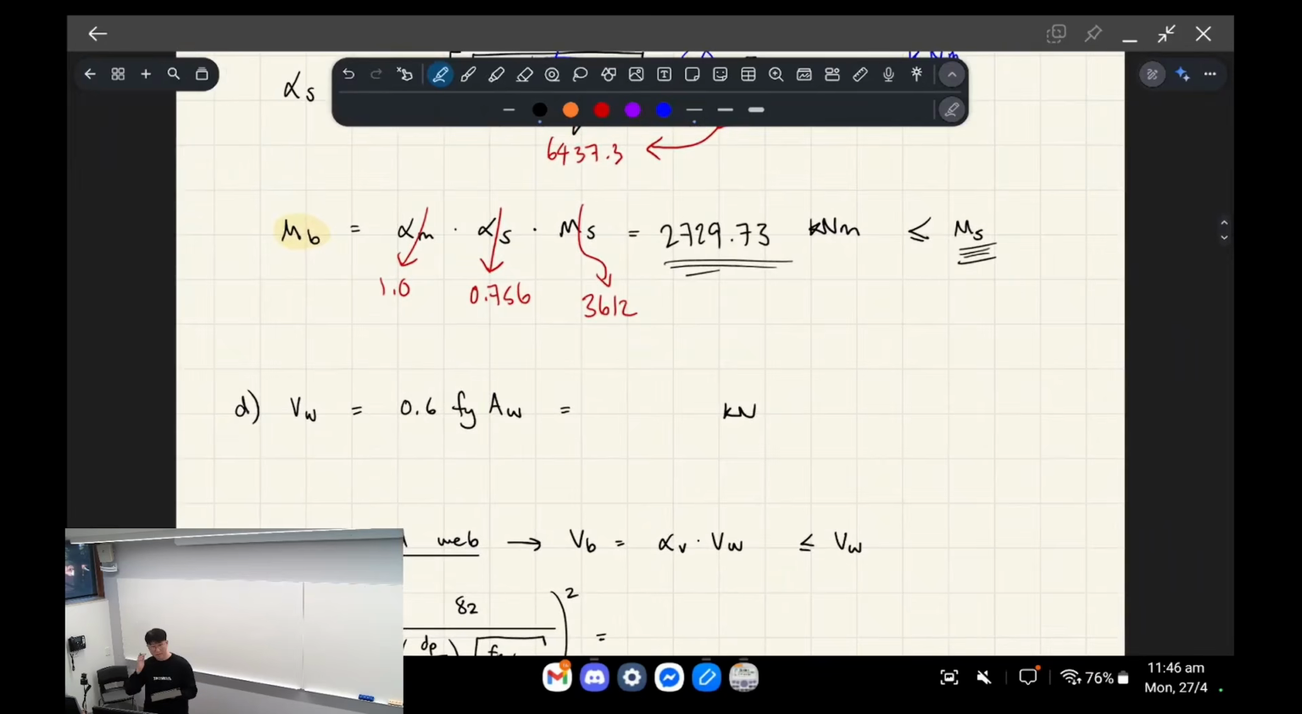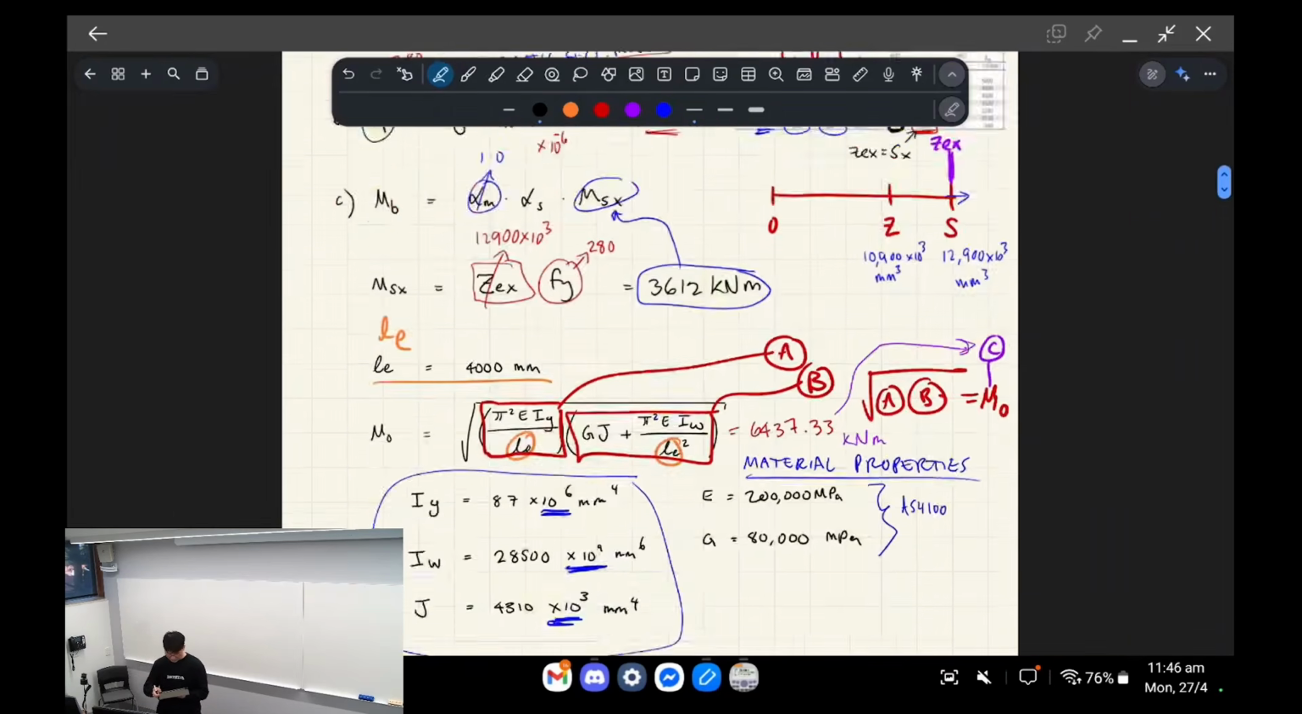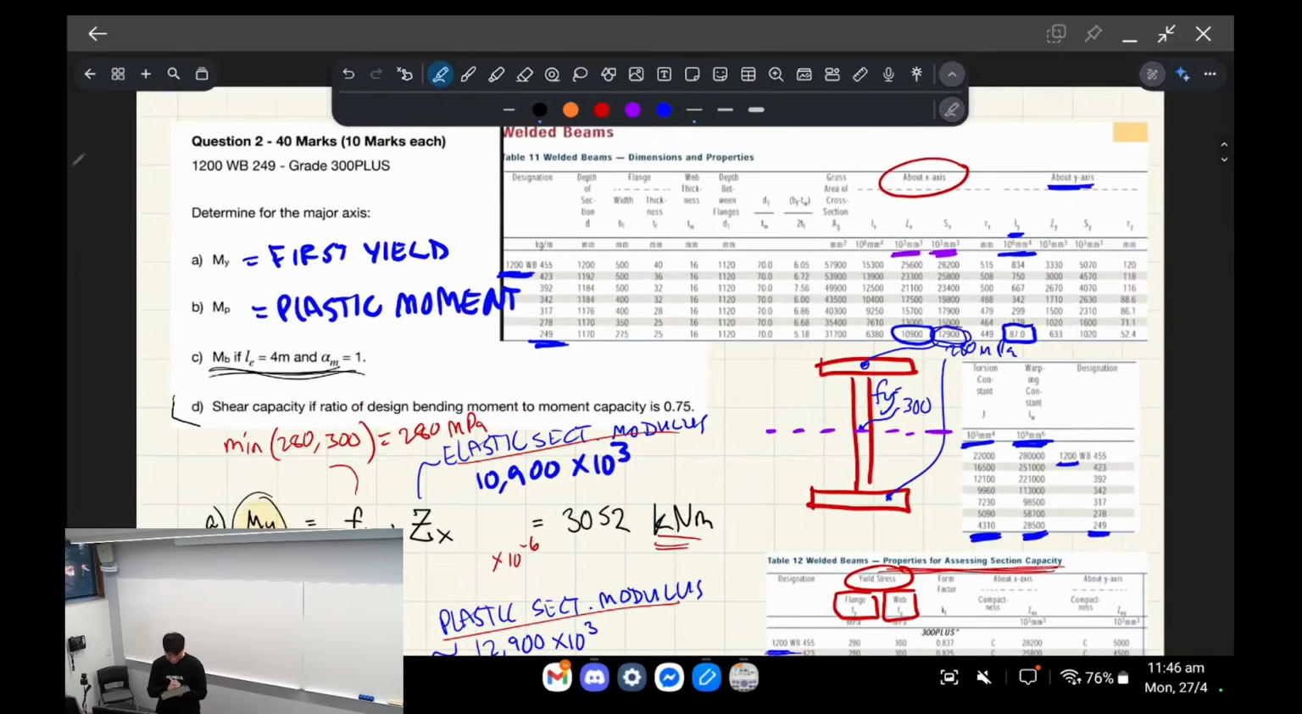Okay. So next, the question asks, what is the shear capacity, right? So what we're looking for is Vv. Actually, we're looking for Vvm, right, which is accounting for the interaction between bending moment and shear as well.